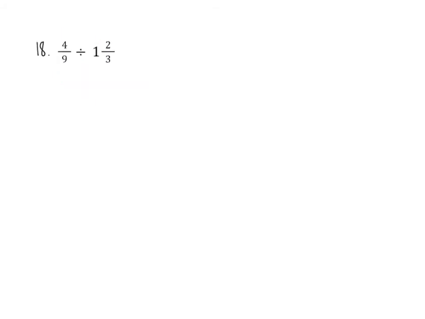For question 18, our first step is going to be to convert to improper fraction for our second fraction here. 3 times 1 gives me 3, plus 2 gives me 5/3. And we're dividing 4/9 by 5/3. We're going to use our strategy of keep, change, flip to solve this problem. So 4/9 gets to stay the same. Division changes to multiplication, and we flip our second fraction so it becomes its reciprocal of 3/5.